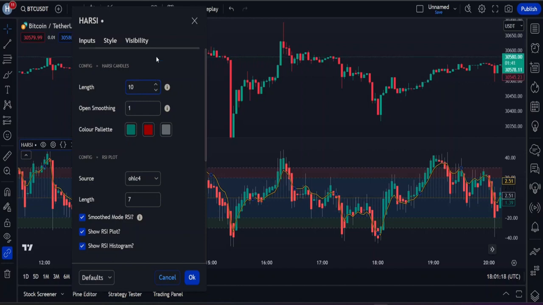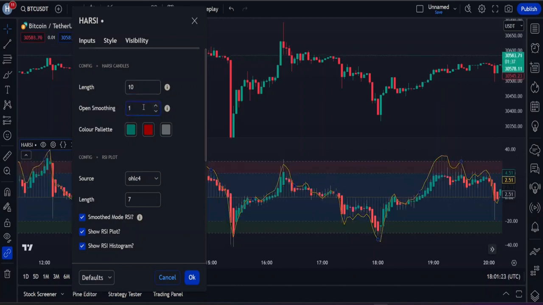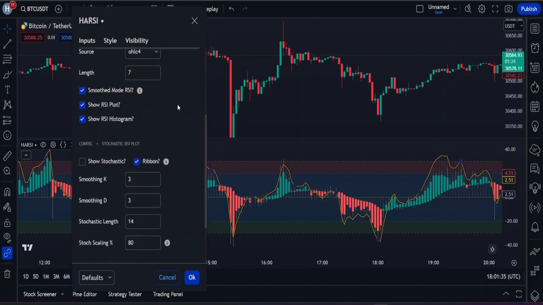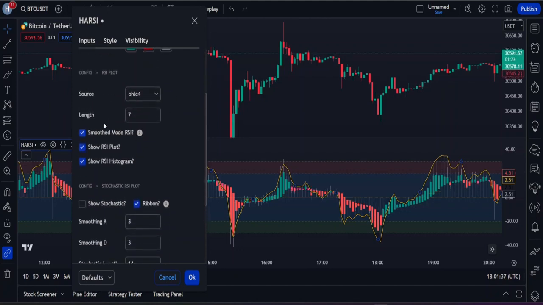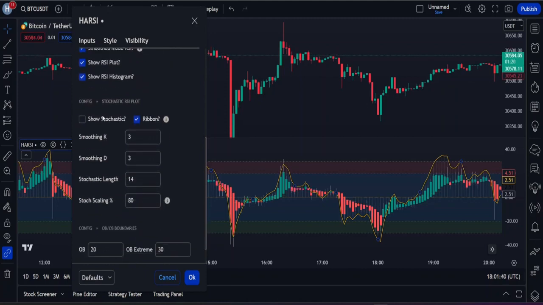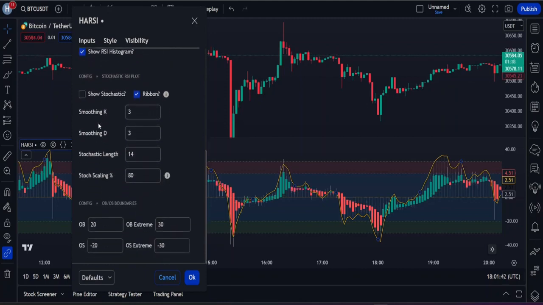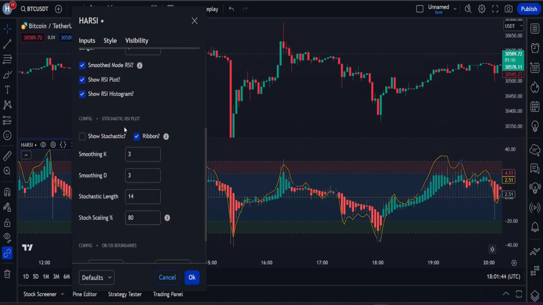The next setting is the open smoothing. By increasing the value of the open smoothing, it increases the bias towards the prior open value, helping provide better visualizations for the strength of the trend. Because of this, let's change the smoothing value to 5. If we scroll further, we can see that there is also a setting for changing the length of the RSI plot. You can also add a stochastic RSI to the indicator, however we won't be using it, so we will be keeping these settings at default.